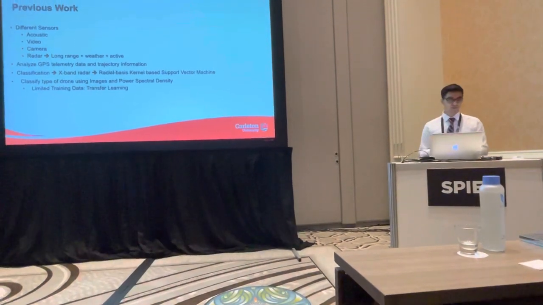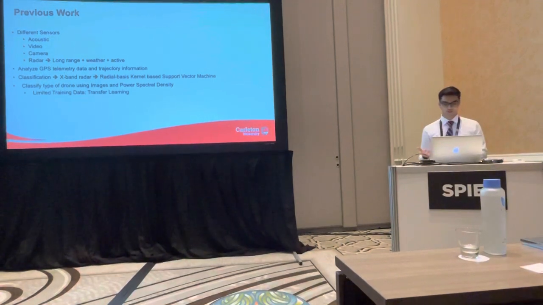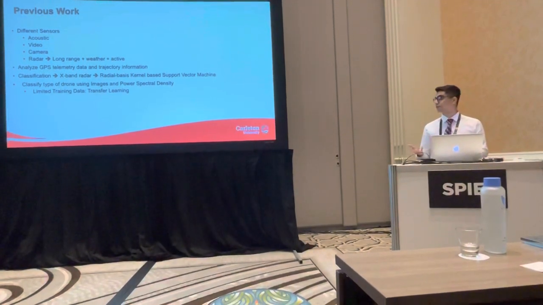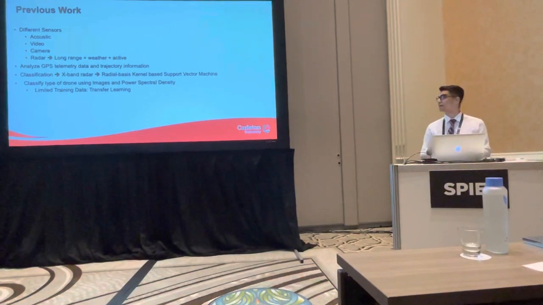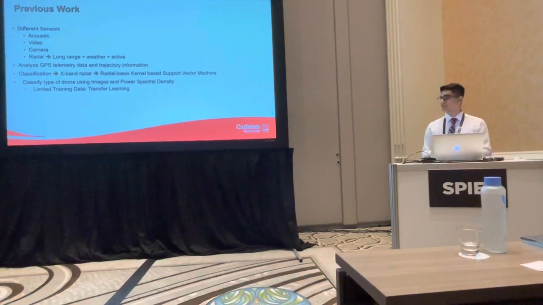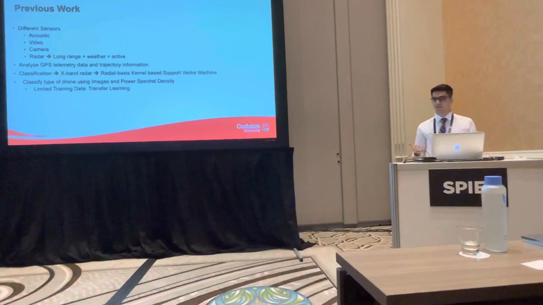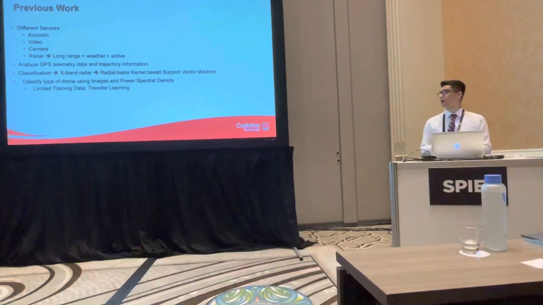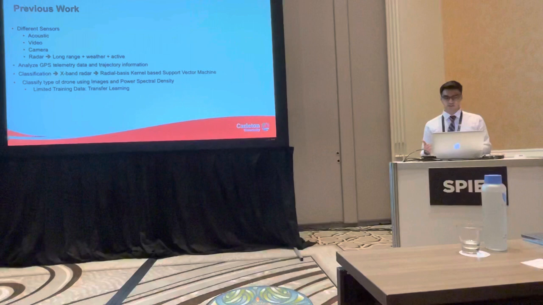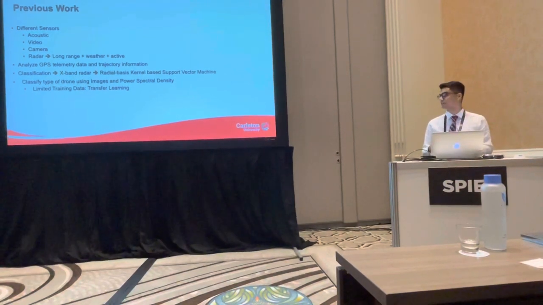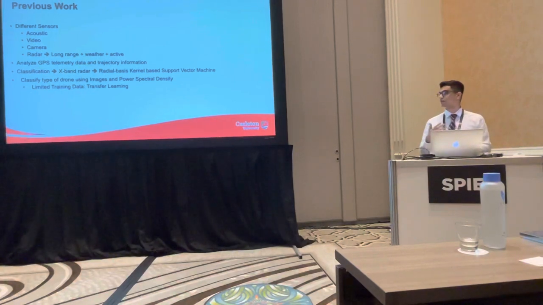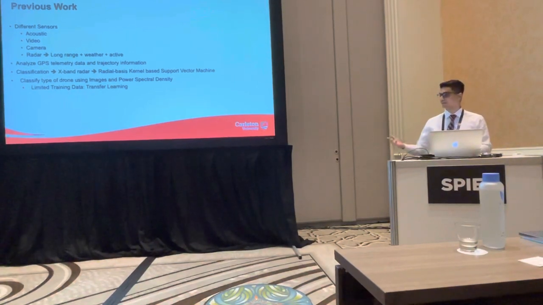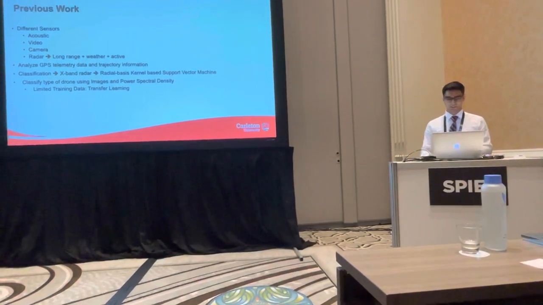There has been previous work done to classify whether a drone is fixed or rotary wing. There have been different sensors used, such as video sensors, cameras. In this case, we used a radar-based sensor because it's longer range. It's better in bad weather as well. Our work is based on previous work done to analyze GPS telemetry data and trajectory information, but there were no actual false alarms or stuff like that added in, and we used this in our work.